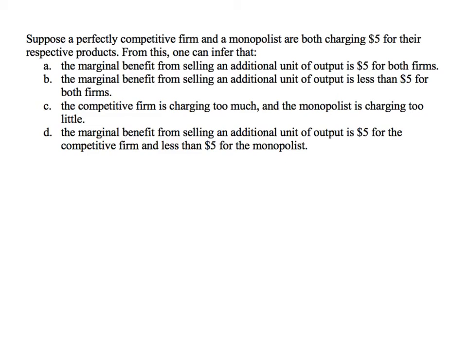Number 4 gets at the key difference between competitive firms and monopolists. And let's spend some time here, because if we get this, the technical work in the chapter becomes much easier than if you don't. All right, so suppose a perfectly competitive firm and a monopolist are both charging $5 for their respective products. From this, one can infer that the marginal benefit from selling an additional unit of output is $5 for both firms. Well, marginal benefit for a firm is marginal revenue.